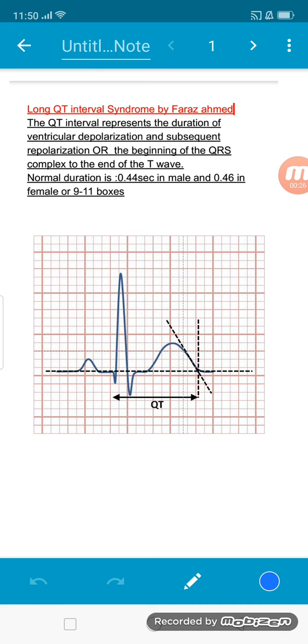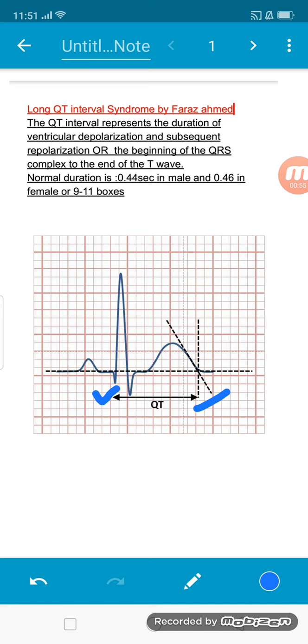Well, the QT is from the beginning of ventricular depolarization, that is marked by the QRS, to the end of ventricular repolarization, that is T. So it's the beginning of the QRS complex to the end of the T wave. It is normally 0.44 seconds in males or 0.46 seconds in females, or it is about 9 to 11 boxes that you can see.